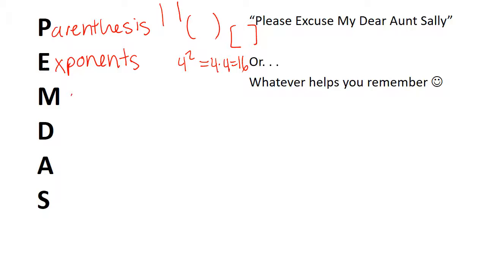M stands for multiply. D stands for divide. And I'm doing these together because they kind of go together. They actually are on the same level of importance when we're talking about order of operations. So if you have both multiplication and division in a problem, you're just going to do them in the order that they're written from left to right.